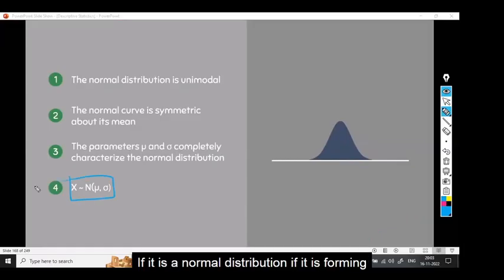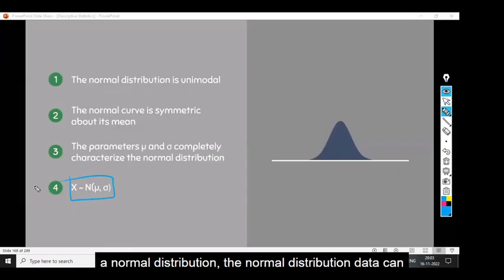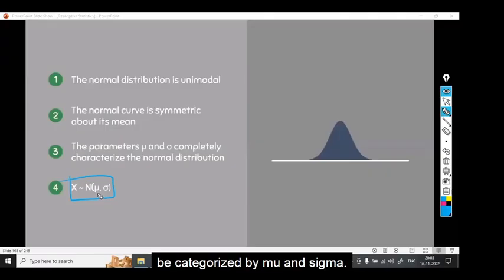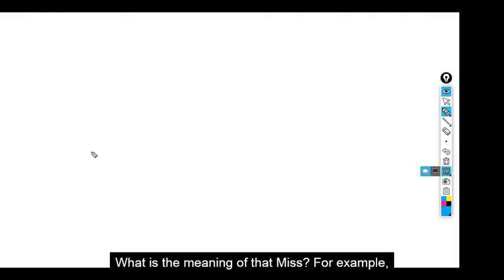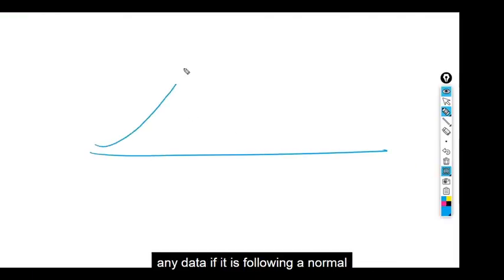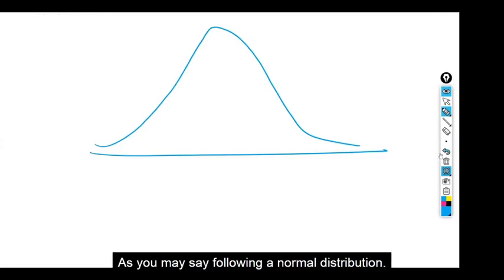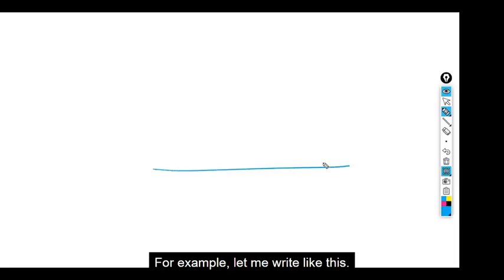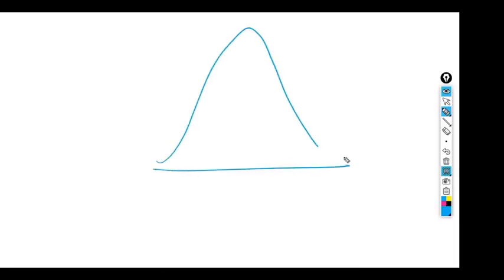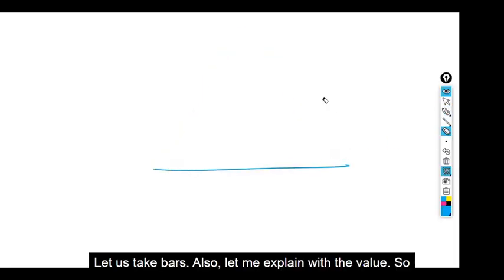If it is forming a normal distribution, the normal distribution data can be characterized by mu and sigma. What is the meaning of that? For example, any data, if it is following a normal distribution. Let me write like this. Let us take bars also. Let me explain with the values only.